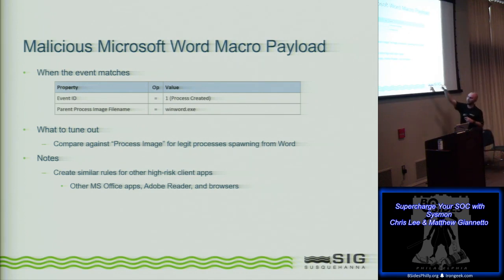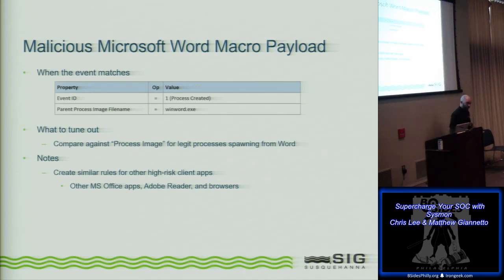Yeah, and to note, we talked about Word, and that's the most fruitful, but with any of the Office suite, or really any application that shouldn't be spawning other processes, you can write a rule like this to do that exact same thing, tune out that normal noise, and then you've really got yourself a nice rule to detect anomalous activity. By far, most of the commodity threats right now are using Word doc macros to get that foothold.